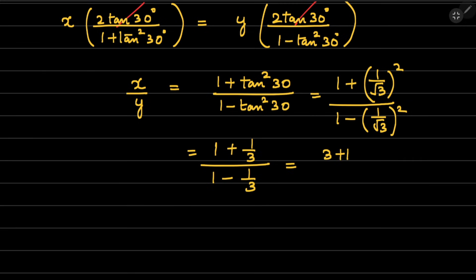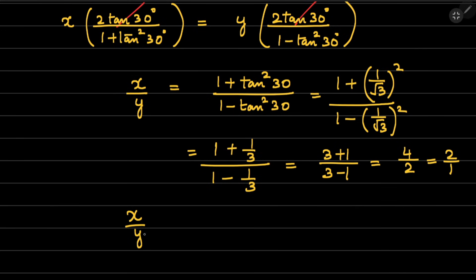The denominator 3 will get cancelled in both numerator and denominator. So 3 plus 1 divided by 3 minus 1. 3 plus 1 is 4, divided by 2, which is 2. So the correct answer is 2. I can write it as 2 by 1 because you are asked the ratio.